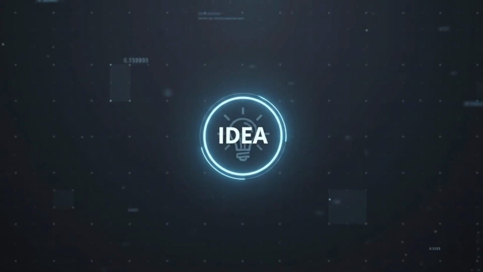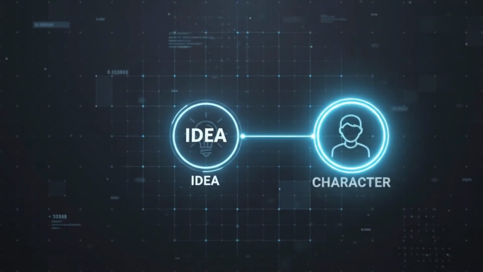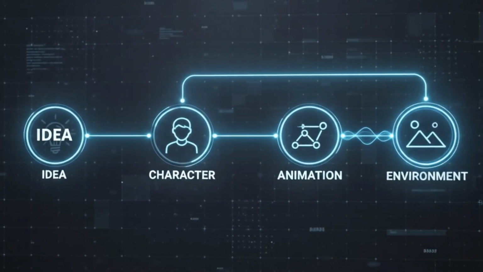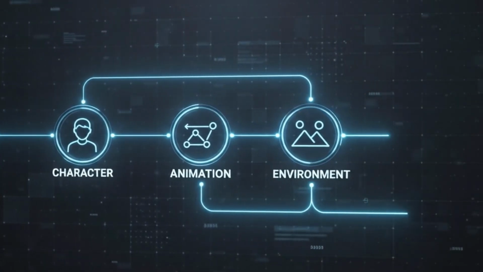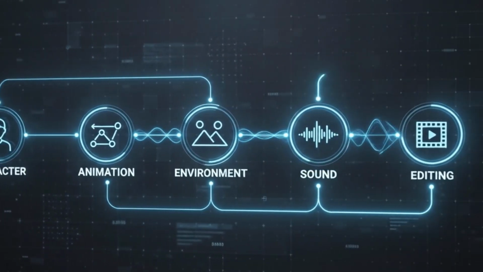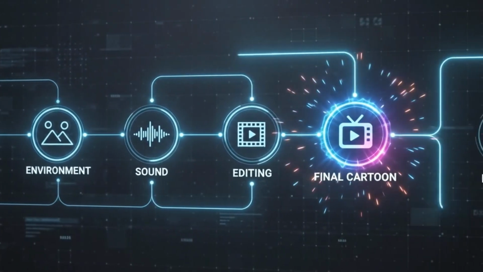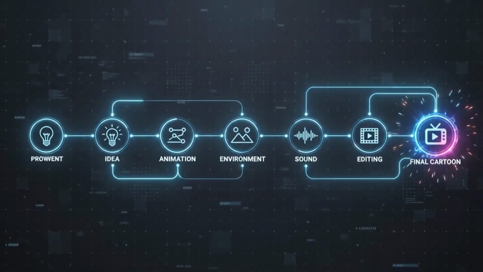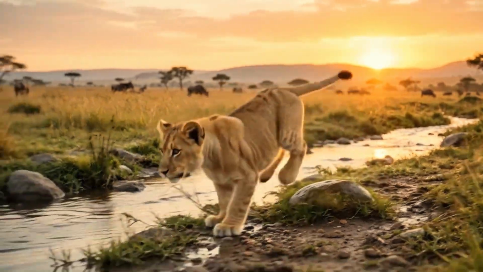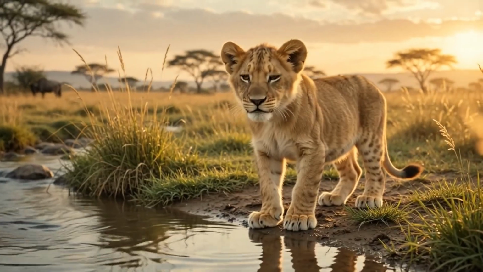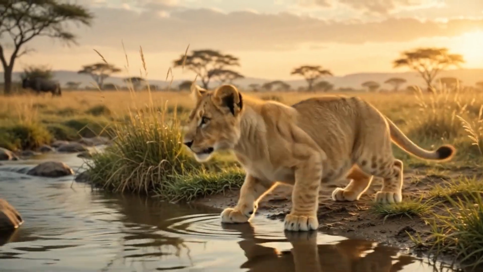The workflow is actually very simple. First, we create our character. Then we animate it, build the environment, add sound, edit everything together, and finally turn those clips into a complete cartoon. So let's start with the most important part, our main character. For this project, I'm going with a lion cub because it gives us something cute, expressive, and visually interesting.